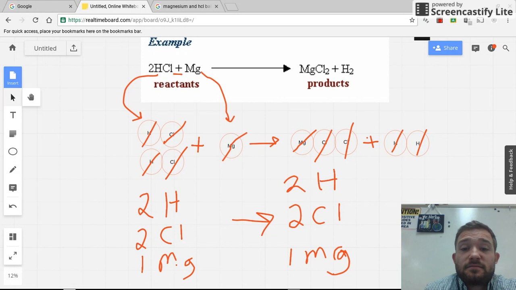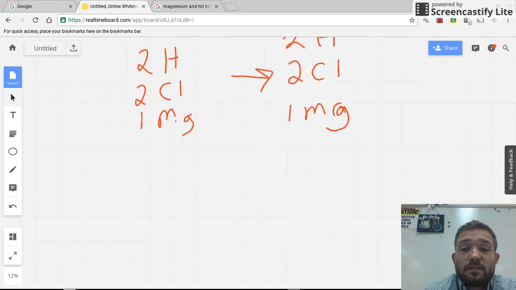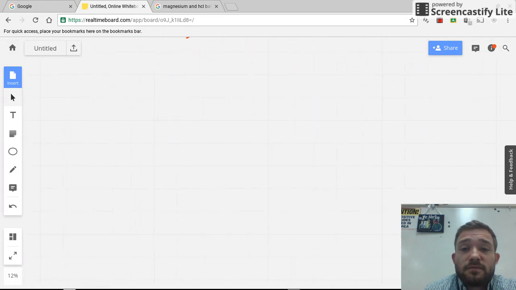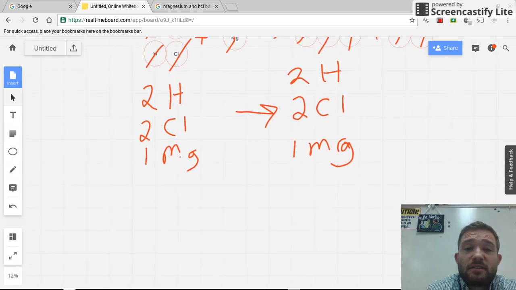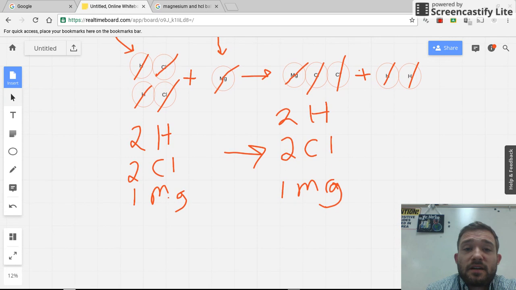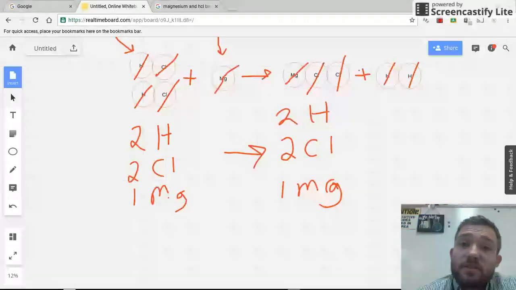And that is, if I have, like I had up here, 2HCl plus magnesium, and it yields magnesium chloride plus H2. The mass of the reactants has to be the same as the mass of the products because no atoms were created or destroyed, and because atoms give molecules and matter their mass.